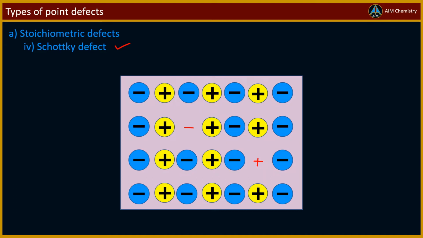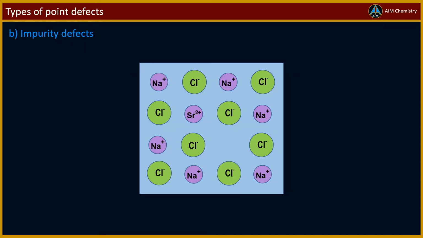Second type of point defect is impurity defect. This defect arises when a foreign particle is present in the crystal. For example, if molten NaCl containing a little amount of SrCl2 is crystallized, some of the sites of Na+ ions are occupied by Sr2+. Each Sr2+ replaces two Na+ ions. It occupies the site of one ion, and the other site remains vacant.